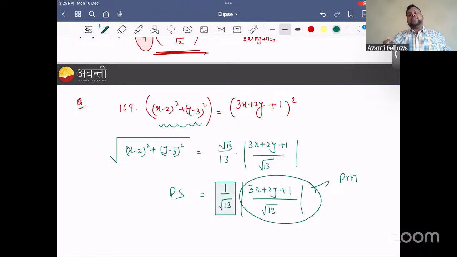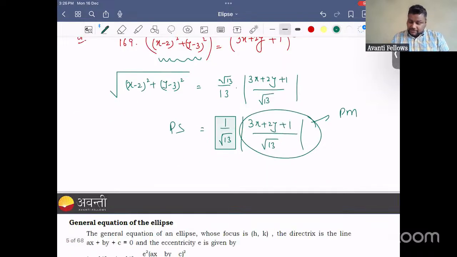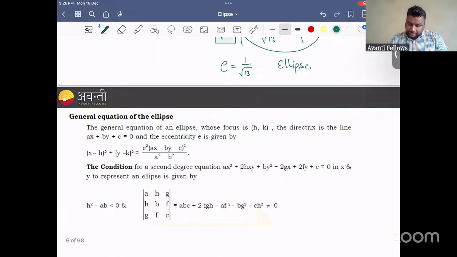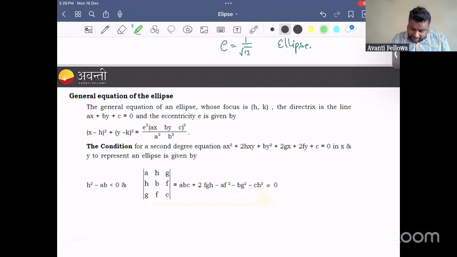Had it been more than one, I could have said the locus is a hyperbola. Now in this particular case, this eccentricity is coming 1 by root 13. So locus is what? Ellipse. Am I clear? Locus is what? Ellipse. So that is why they mentioned it as ellipse in the most general form.